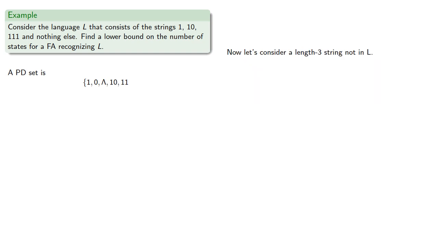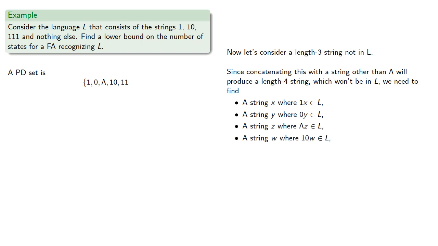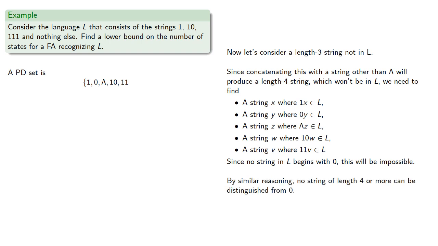So now let's consider a length 3 string not in L. Since concatenating this with a string other than the empty string will produce a length 4 string, which won't be in L, we'll need to find a string x where 1x is in L, a string y where 0y is in L, a string z where lambda z is in L, a string w where 10w is in L, and a string v where 11v is in L. But since no string in L begins with a 0, this will be impossible. By similar reasoning, no string of length 4 or more can be distinguished from 0.